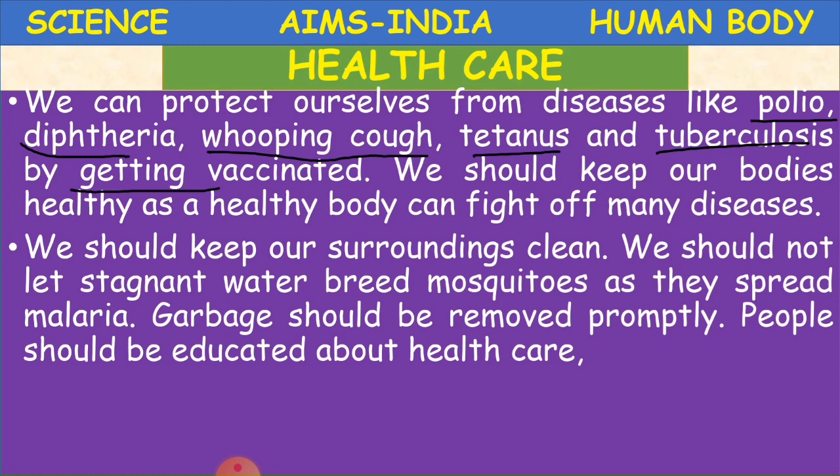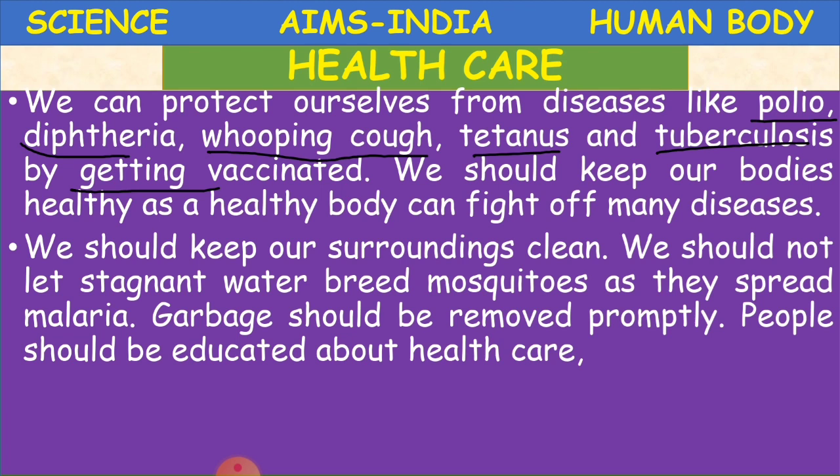Okay, children. And garbage should be removed promptly. Garbage, like whatever dust is there around our house or in our house, must be removed very promptly. Otherwise, even garbage becomes a home for flies and mosquitoes. Again they affect our health. People should be educated about health care. So we have to create awareness that garbage and open areas with stagnant water are going to affect our health. In the sense, people should be educated. They must know about health care, like how we have to take care of our health.